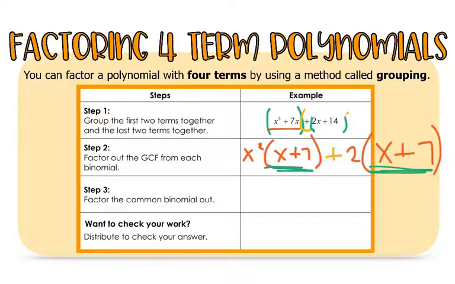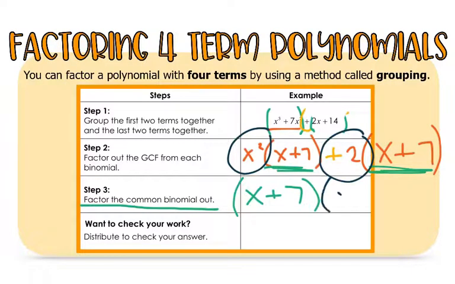Those should be the exact same. So when it says factor the common binomial out, you're going to go ahead and just write that one down one time. It's like you're taking it out of both. And the remaining part is you write down these leftovers as your second term. So x squared plus 2.